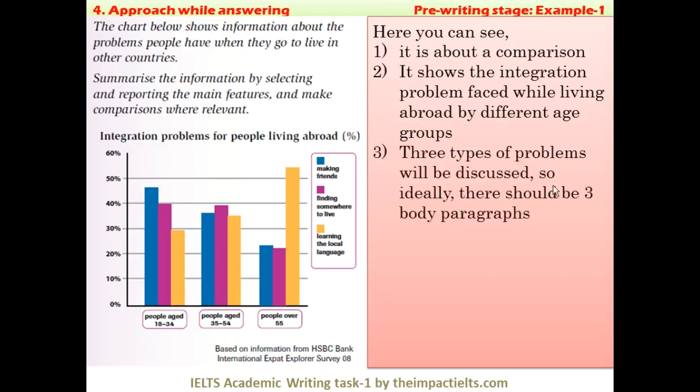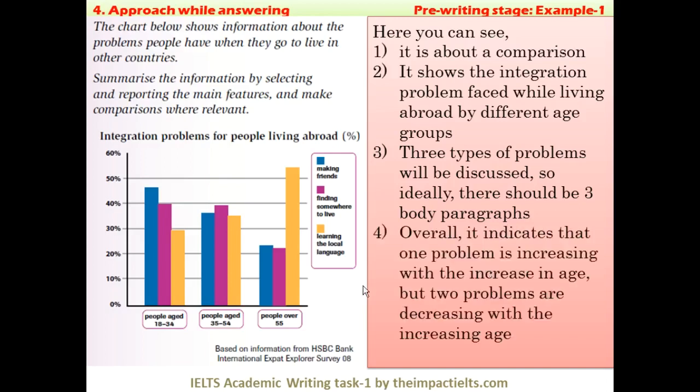So you're thinking about your paragraphs, because there are three types of problems, so ideally you have three body paragraphs. And finally, what does it hint at? If you look closely and intensively, you'll see that it indicates that one problem is increasing consistently, you can see this one, but the other two are decreasing consistently. So this can be your overview.